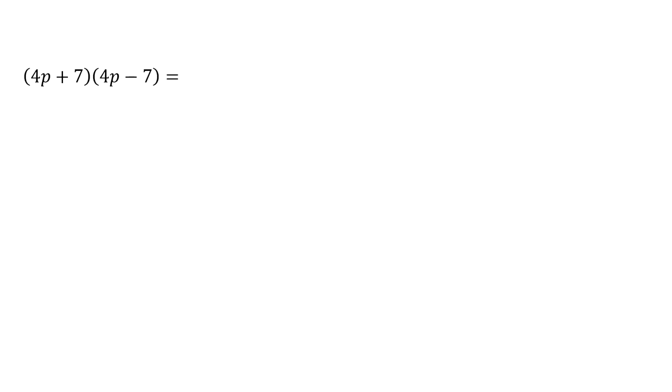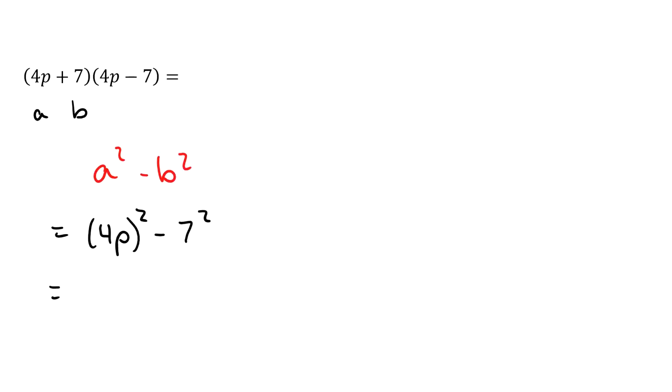Now we have 4p plus 7, same formula. Here's a, here's b. We know we're going to get a squared minus b squared. So we're going to end up with 4p squared minus 7 squared. Now that there's brackets there, everything inside the brackets is squared. Not just the p, not just the 4, both of them are squared. So 4 squared first gets me 16. Then we have p squared, so 16p squared minus 49. Sorry, not squared.